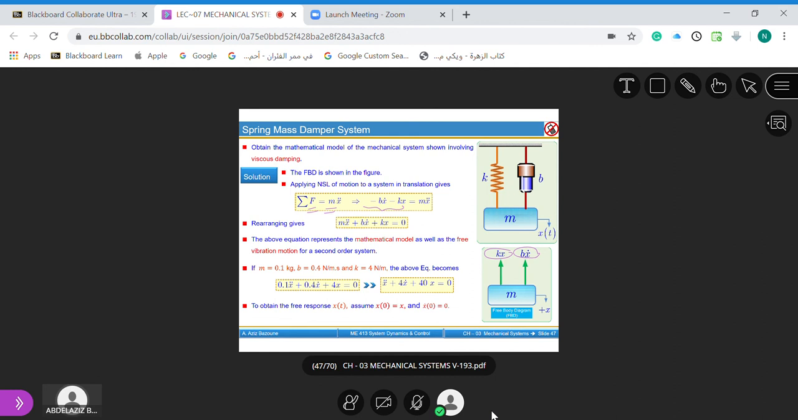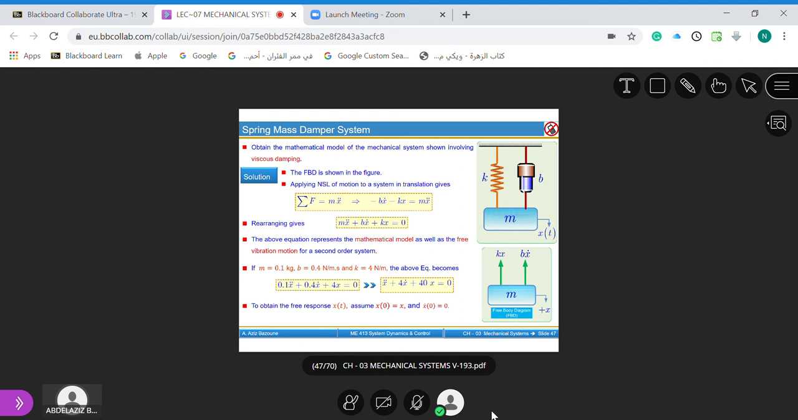m x double dot plus b x dot plus k x is equal to zero. It is again a mathematical model for a mass-spring-damper system, second order because it has the second derivative, and it is damped motion because of the damping term. If the damping is not there, we get the previous equation, m x double dot plus k x. But the presence of the damping appears here as b x dot. The damping plays the role of friction. So this is the equation of motion.